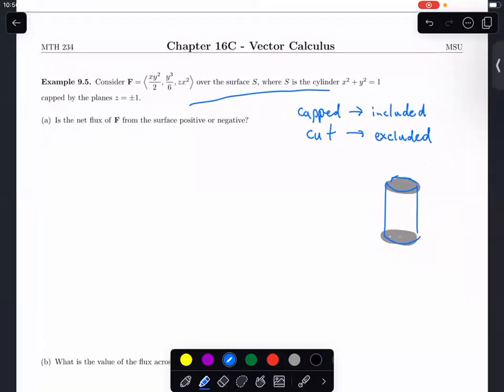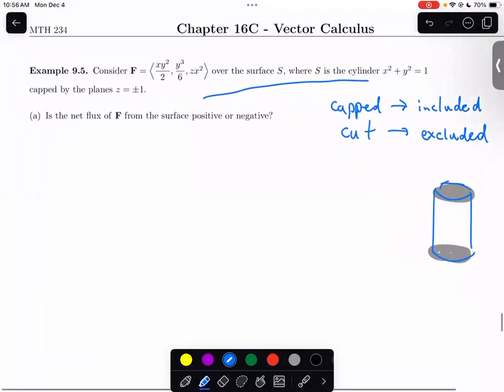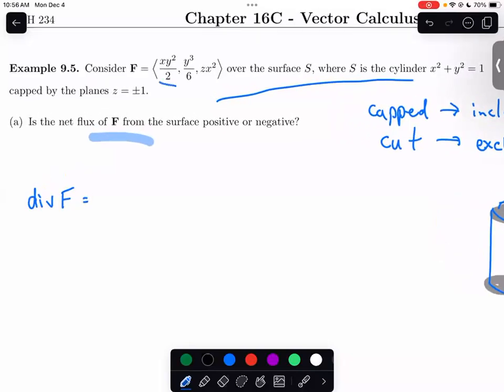It asks, is the net flux of F from the surface positive or negative? And so our net flux we can calculate just from this divergence thing. If I calculate the divergence of my vector field, for my first component, I need to take an x partial derivative. From my second component, I need to take a y partial derivative. All these things are going to be added together. We're doing a dot product here, after all. And then from my third component, I need to take a z partial derivative.